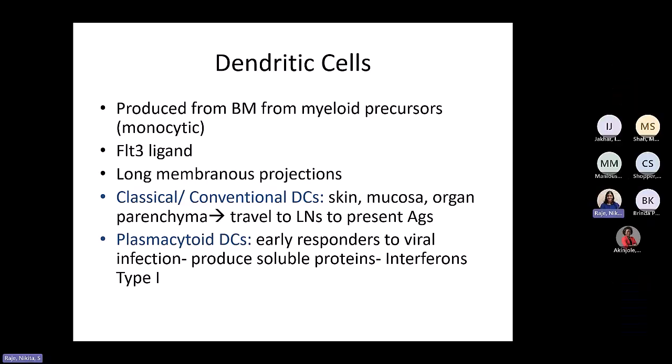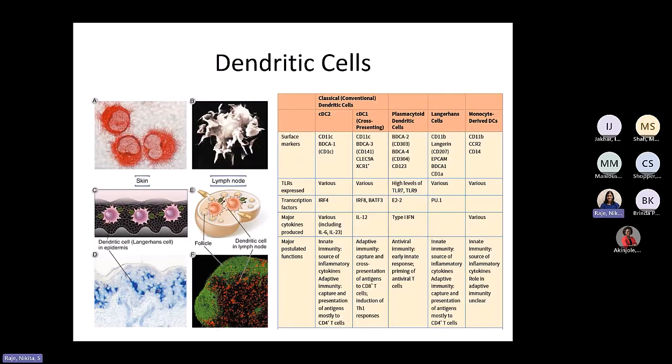Compared to the classical or conventional dendritic cells, the plasmacytoid dendritic cells are important for response to viral infection. They are the factories that produce interferons, type 1 interferons. All right, so this table again, the pictures give you information about what dendritic cells look like with those dendrite outprojections that you see.